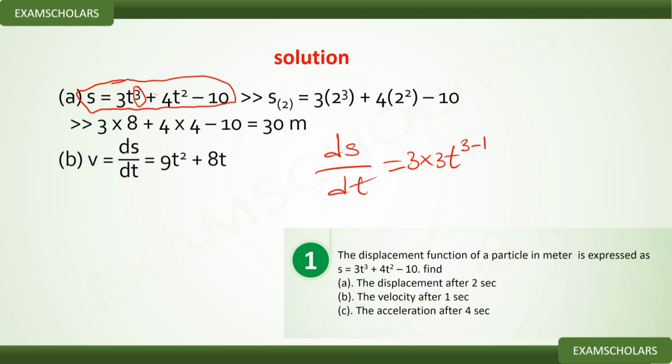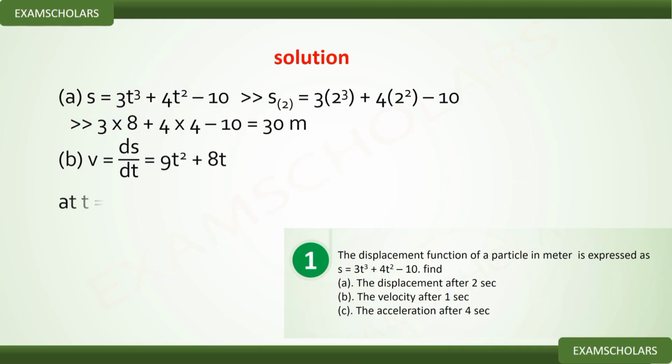If you haven't watched our previous video on calculus, go and watch it. We expect you to know all these things. So we have plus 2 times 4t raised to power 2 minus 1, minus 10. So we have 9t raised to power 2 plus 8t. This minus 10 here is a constant, so when you differentiate it, you get 0. That is why we have 9t squared plus 8t.